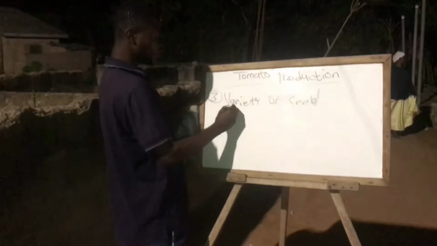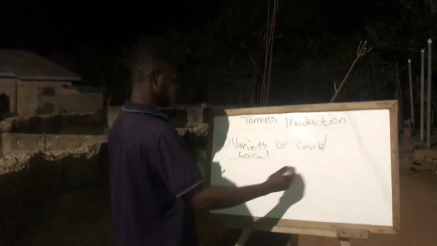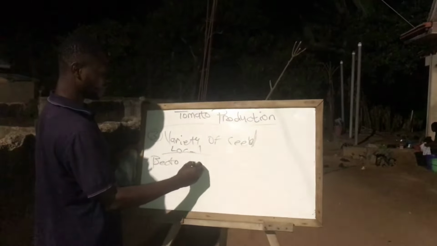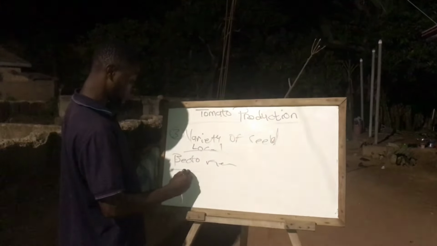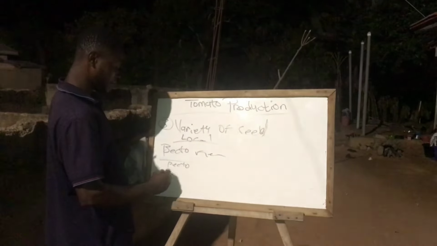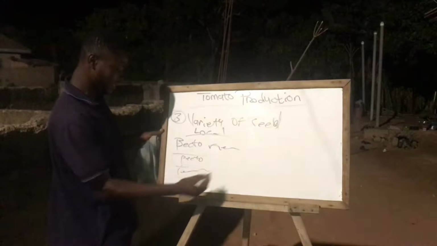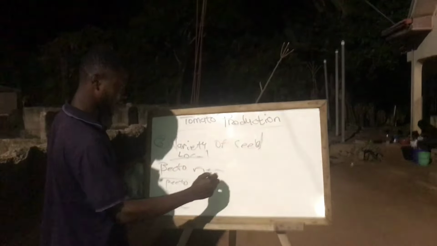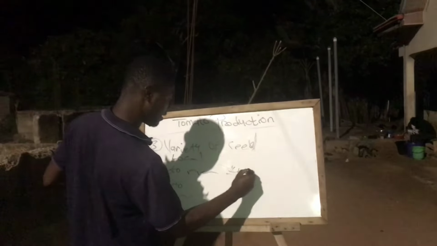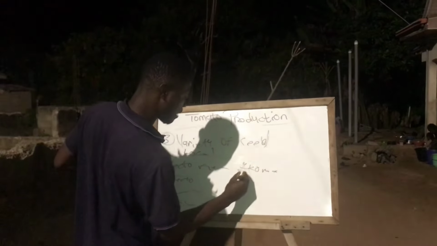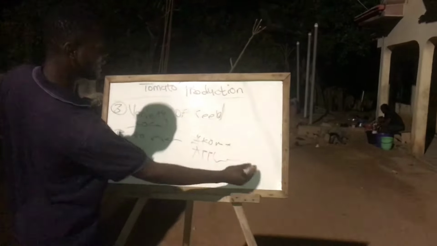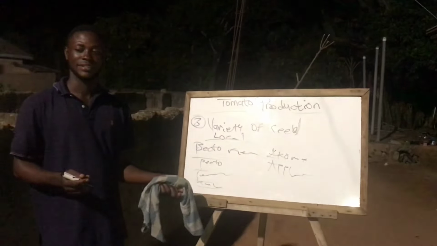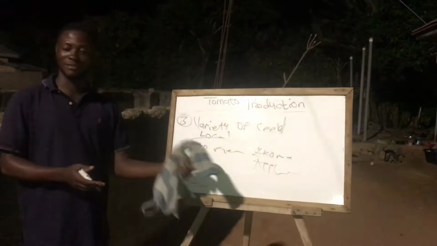We also have the local varieties. As I mentioned earlier on, we have the Petophic, we have the Peto, we have the Techimentia, we have the Kunkum, we have the Akuma, we have the Apple. So they are names that we have given. You get it? They are names that we have given.